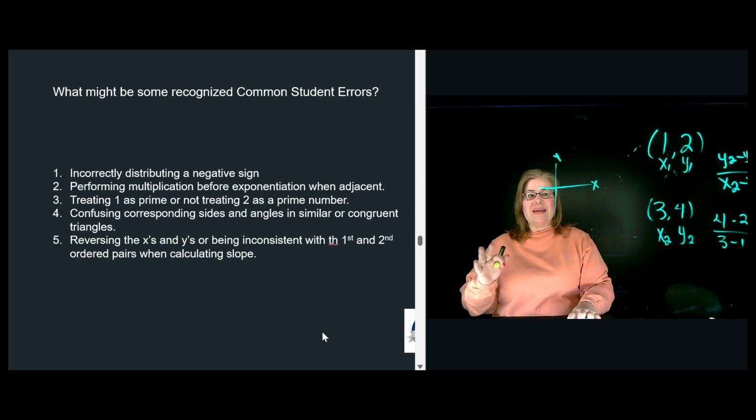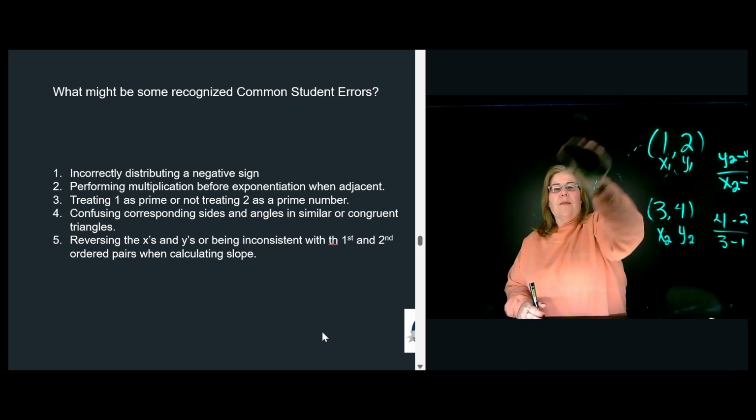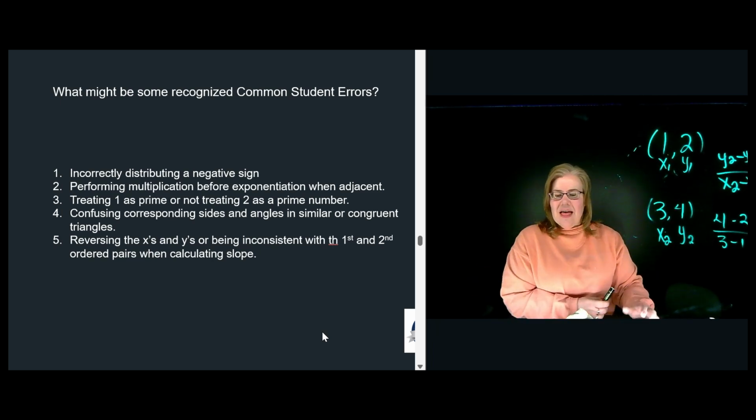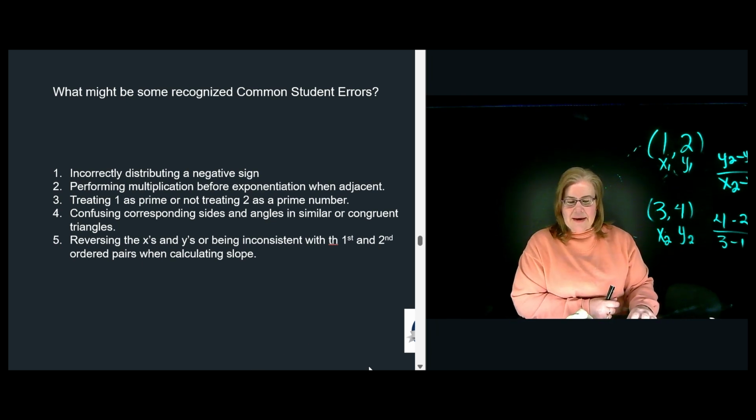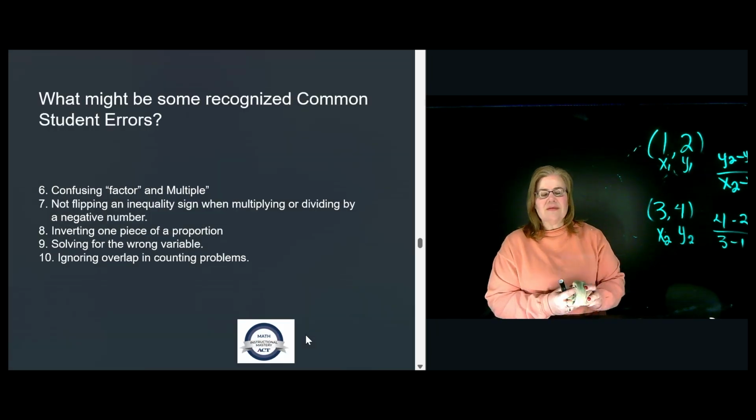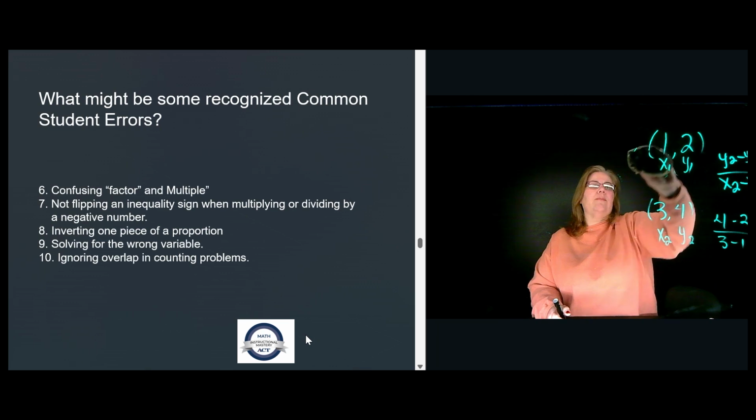Never, ever will they change. So you want to make sure that you're remembering those essential skills. The next thing that we're looking at is confusing factors and multiples.